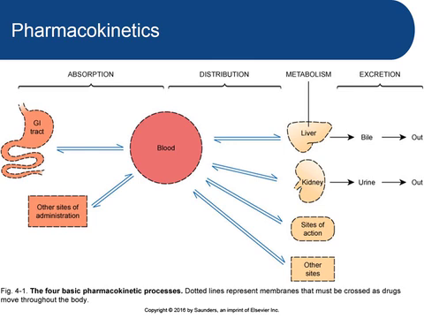Distribution is the blood, where the drug is going from the blood to the interstitial space and the tissues of the target organs. Metabolism is going to occur mostly in the liver, so you can see the liver is at the top of the screen, but it could occur other places, but mostly in the liver.